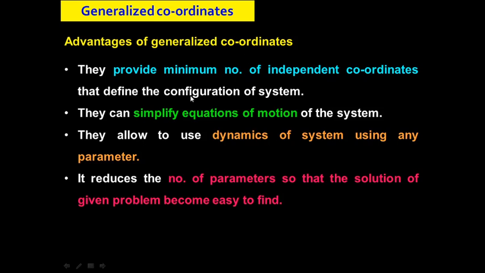Using generalized coordinates, we can simplify the equation of motion of the system, and generalized coordinates allow us to study the dynamics of the system using any parameter. And with the help of generalized coordinates we can reduce the number of parameters so that the solution of a given problem becomes easy to find. So these are the four main advantages of generalized coordinates.